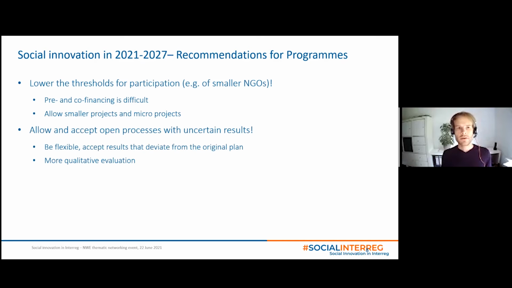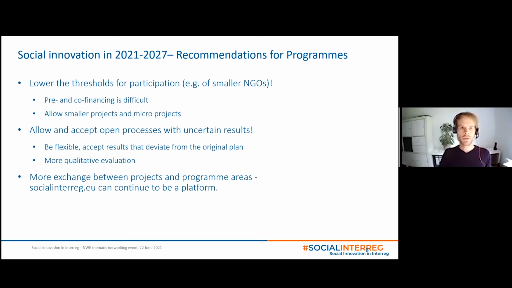Then this is very important, I think. Programs should allow and accept open processes with uncertain results. So you cannot tell 3 years in advance what the result of a social innovation process will be. It is by design, by definition, an open process. So programs should be flexible and also accept results that deviate from original plans. And use qualitative evaluation, not only indicators, for evaluating the projects.